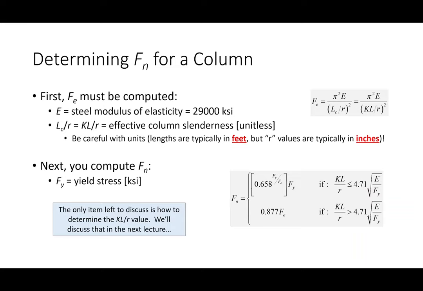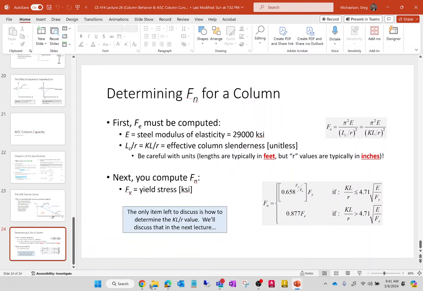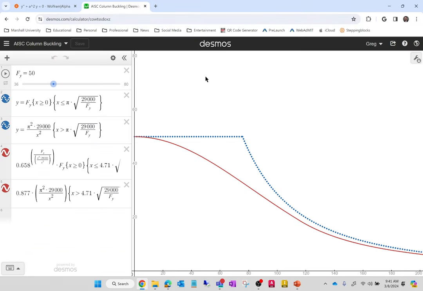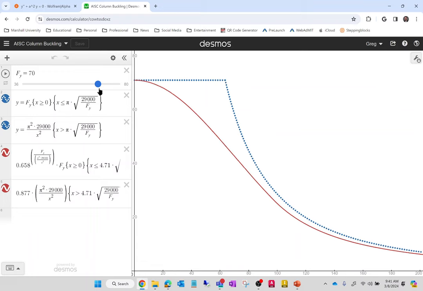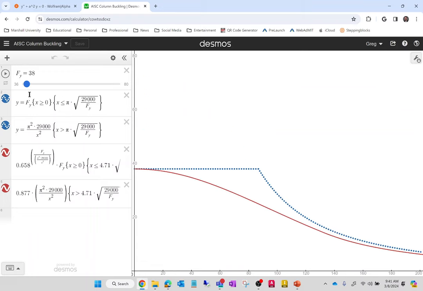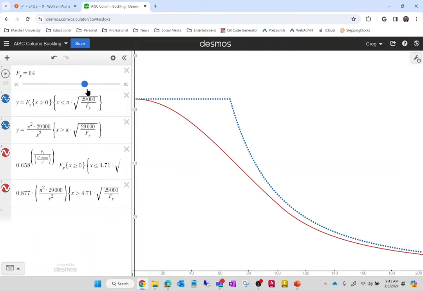Okay. How many of you have ever heard of Desmos? You heard Desmos? Okay. So I had some fun with this. I put a link on Blackboard to this, but this is a plot I made in Desmos. This shows the AISC column capacity as a function of yield stress, right? So what you can do is you can drag this over, and then as the yield stress changes, you can see the red curve is what you get from the spec. That's what you get from the steel manual. This is the AISC column capacity. The blue curve is just the theory.